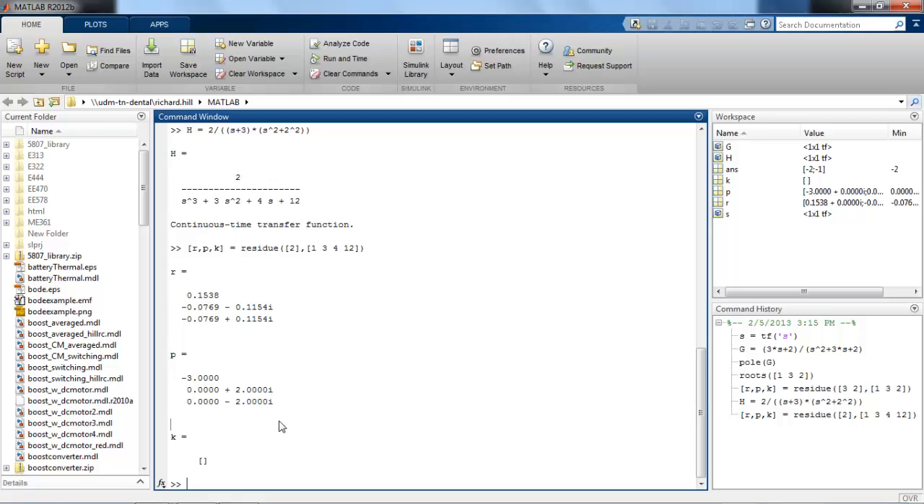I would actually like to put this back into the quadratic form. So I basically want to find a common denominator for the factors with roots of plus 2j and minus 2j. In order to do that, I can use the residue function. And so basically I can reverse the order. Instead of feeding it two inputs, which are the vectors representing the coefficients of the numerator and the denominator, I can feed it r, p, and k, and it'll spit back out the numerator and the denominator.